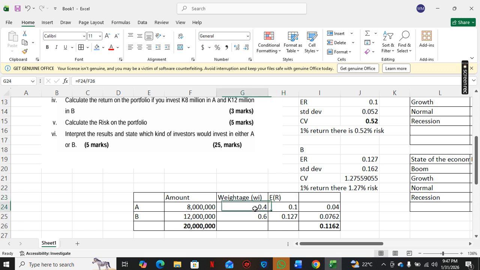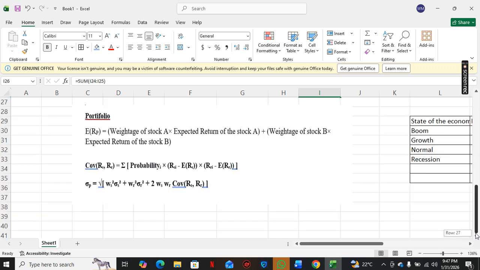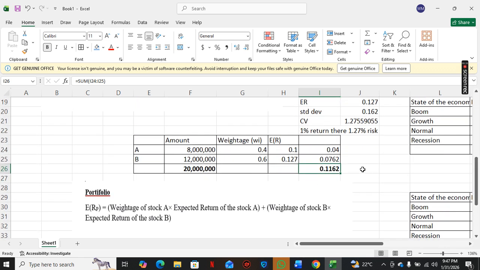So these weightages you multiply by the expected returns. Okay. Expected return for A was 0.1. So it says 0.4 times 0.1, 0.04. For B, 0.6 multiplied by 0.127, 0.0762. Okay, then you just add them. 0.04 plus 0.0762, you get 0.1162, which is same as a return of 11.62%.